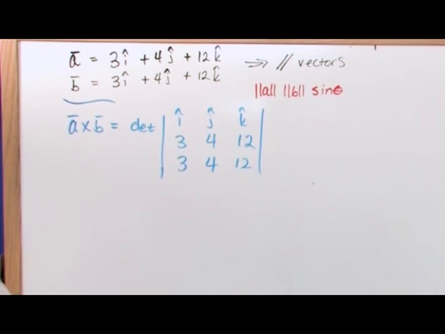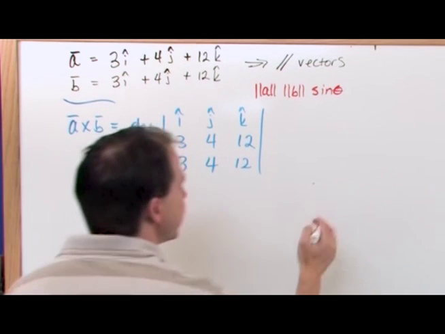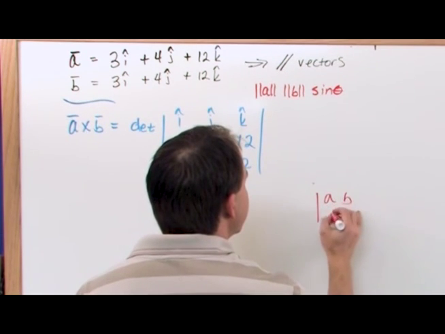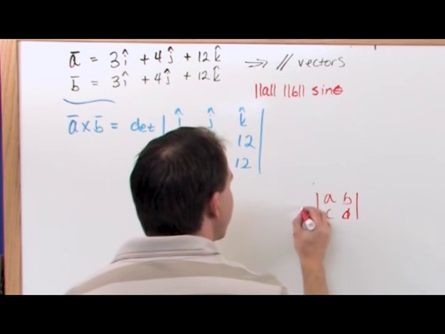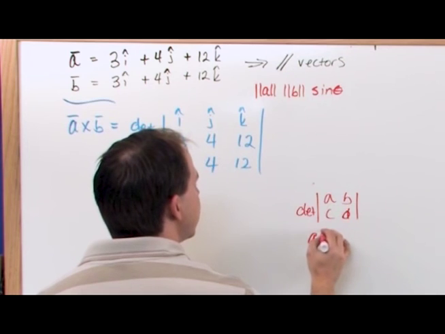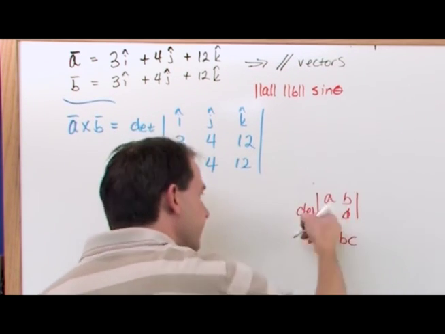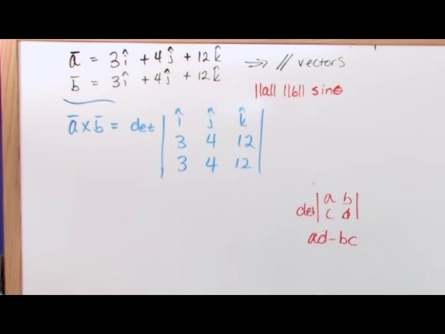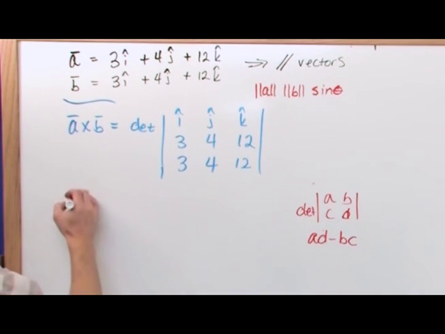Remember that for a simple little 2x2 matrix, A, B, C, and D, which I just had written down a minute ago, the determinant is AD minus BC. It goes like an X: AD minus BC. So let's do that right now. I'm going to work on the I component first.